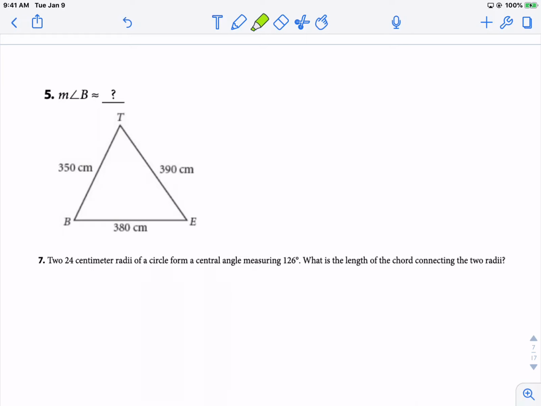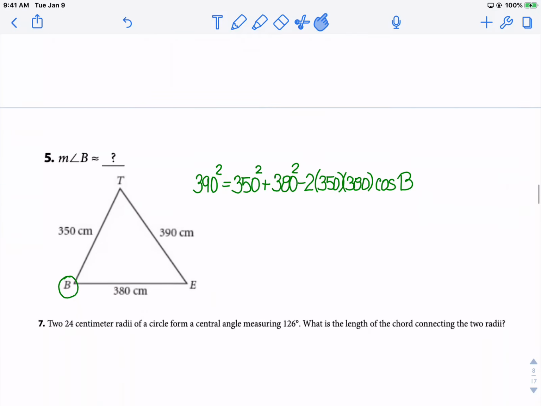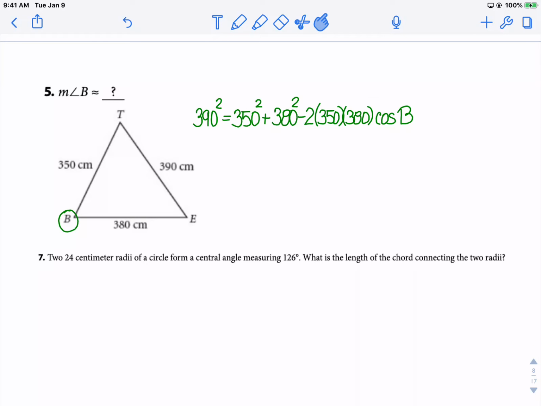Number 5 was another law of cosines because law of cosines is also good for side, side, side in helping us locate a missing angle. So whatever the missing angle is that we're interested in, we need to have across from it be the beginning and ending of our law of cosines setup. So we're going to start with 390 squared equals, and we're going to end with cosine of b. So it's going to look like that.